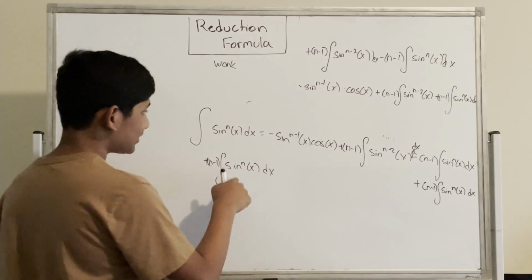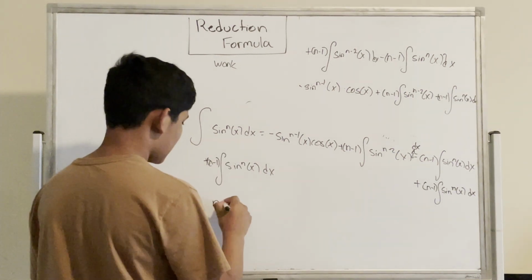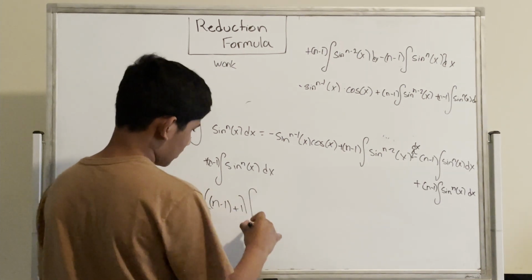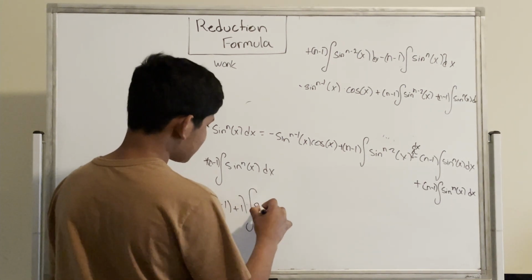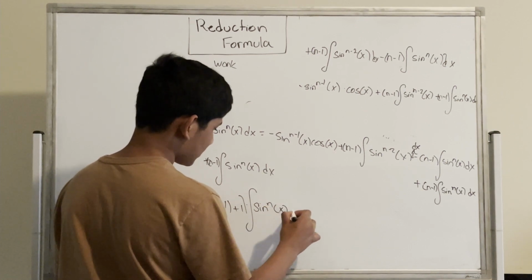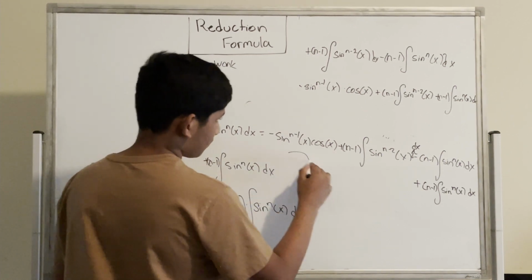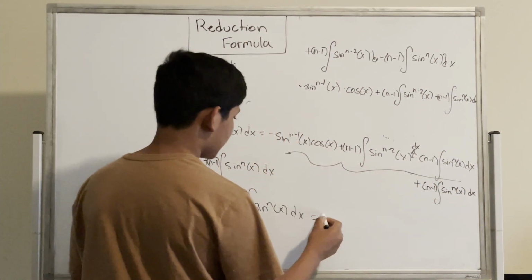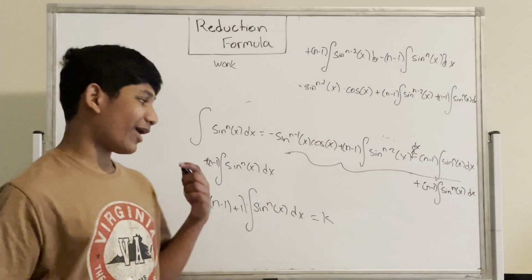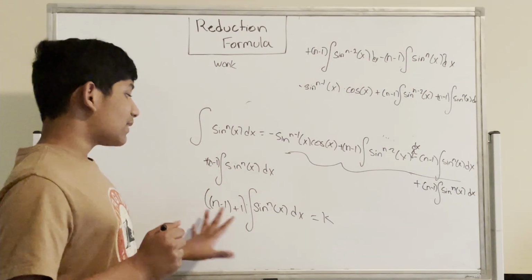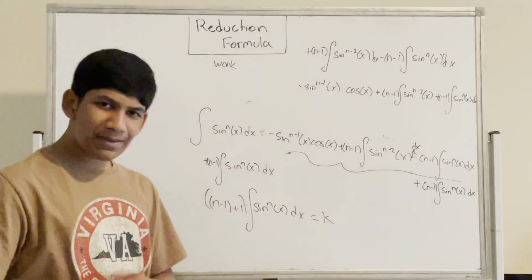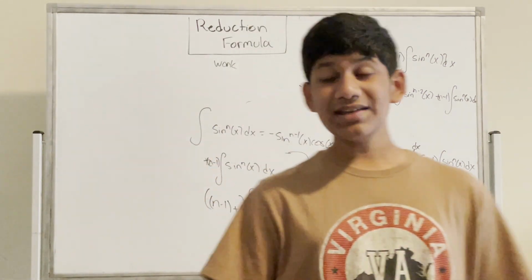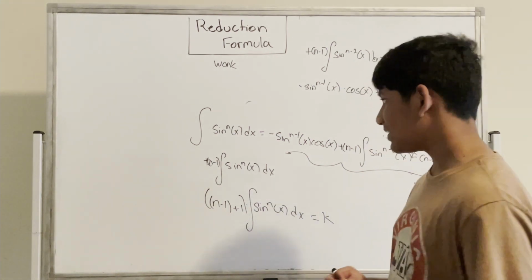We can essentially factor out the integrals. So we have n minus 1 plus 1 times the integral of sine n x dx, and let's just call all of this k for now because we don't want to rewrite it all the time. So now we've got this specific type of format, and you may be wondering, how did we get this type of format? Well, how we got it is pretty simple.